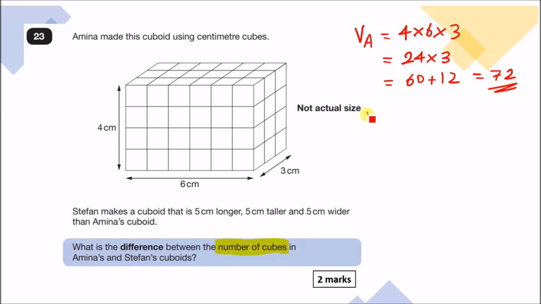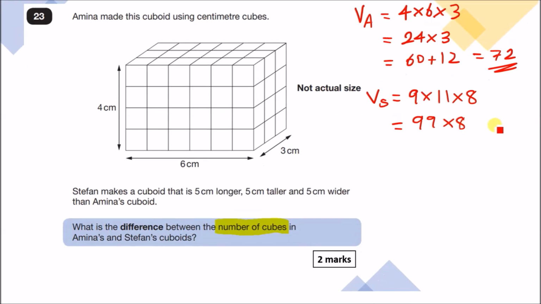Now for the volume of Stefan's cuboid, so VS, he said that each side is 5 centimeters longer, taller, and wider, meaning 4 add 5 makes 9, add 5 to 6 gives us 11, and add 5 to 3 gives us 8. So that's a much bigger number. So let's work this out. You've got 9 times 11 is 99, times 8. Oh man, that's a big number. So let's work it out using another way. So 99 times 8. Oh, this is easy.